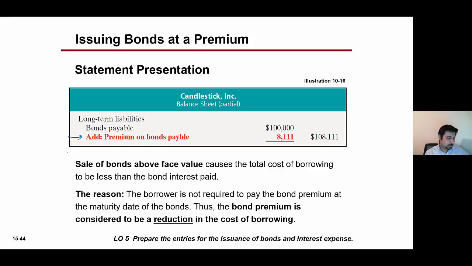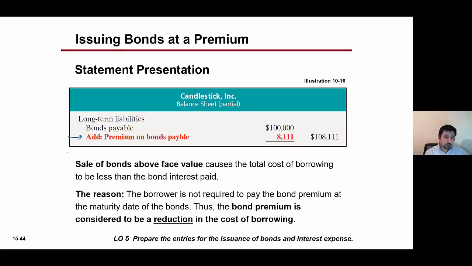When the company issues bonds at a premium, this premium is said to be lowering the cost of borrowing. It will decrease the cost of borrowing to the company because the company will be receiving this premium on bonds payable in advance. As a result, the company will eventually be paying less. It will cost the company less to borrow the money.